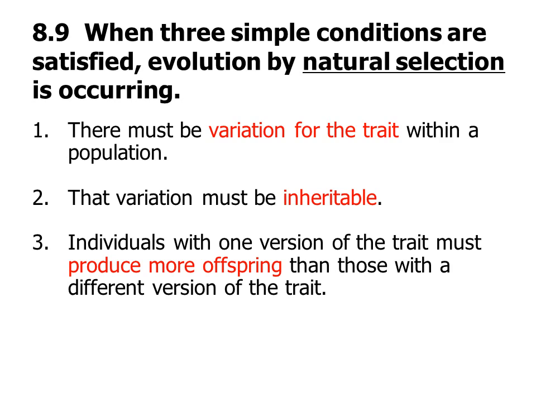That's a typo. Heritable, meaning that variation must be able to be passed on to the next generation through egg and sperm cells. And then the key, number 3, is individuals with one version of the trait must produce more offspring than those with a different version of the trait.